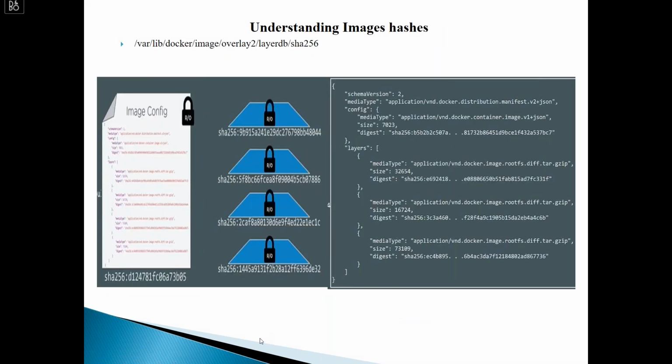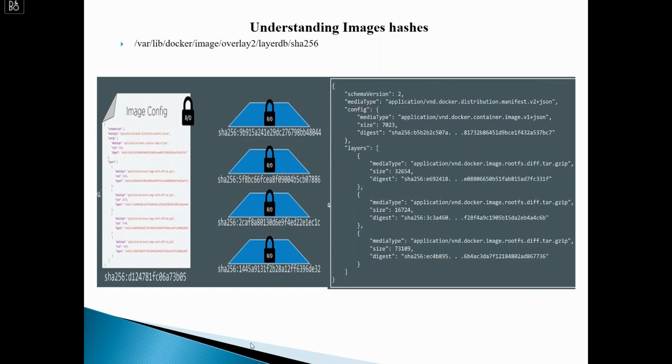Let's understand. Every layer has a different or unique ID. SHA-256 is for the unique ID, unique hash. If you see with the help of the inspect command, you can deep dive into the image, and you will find a detailed description like configuration detail, layer detail, and many more details here. Okay, this is a path for the architecture, or you can say Docker architecture, /var/lib/docker, and you will find image, overlay2 and layerdb database, sha256.